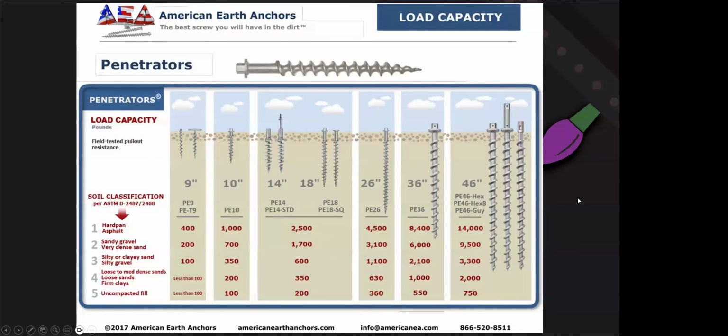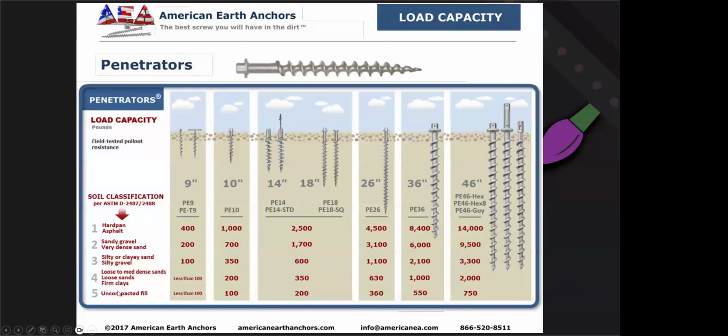One of the better places I have found for any type of anchors, both for a hobby or professionally, is American Earth Anchors. They have some very good charts. They have a lot of different soil types on here, a lot of different options. Some of them can get quite expensive, but I'm just letting you know what's out there. Obviously, the longer they are, the deeper they go. And the deeper they go, the more capacity that they have on here.